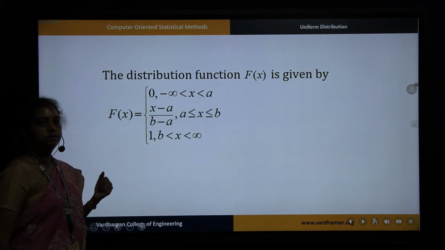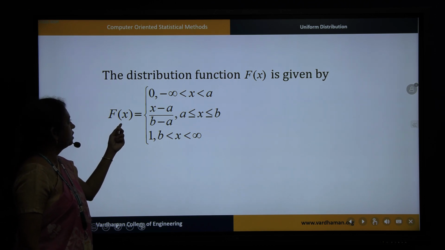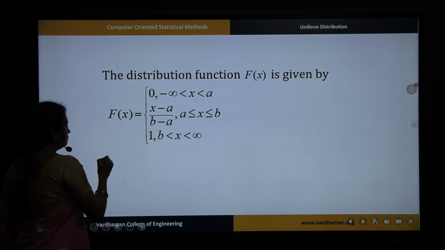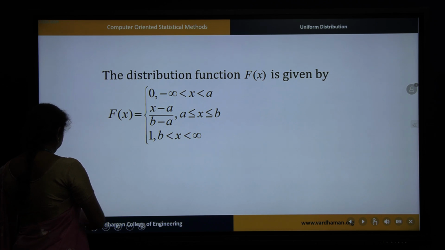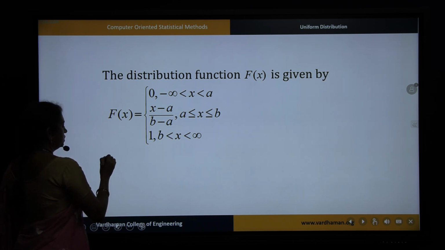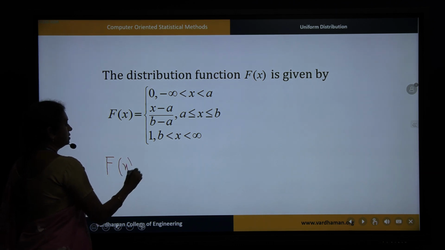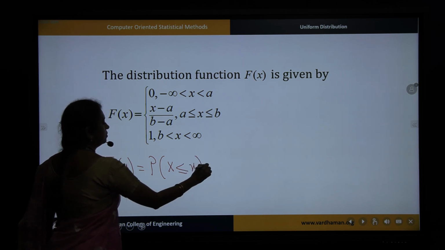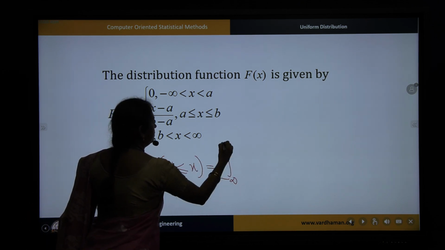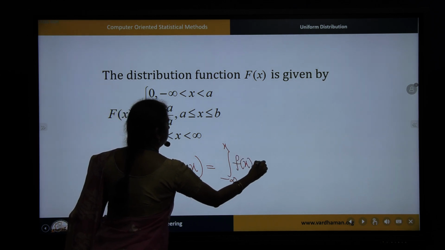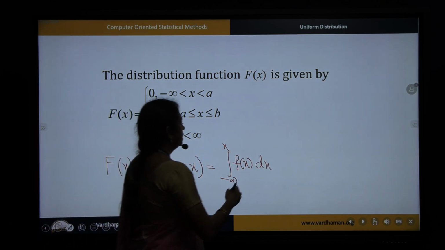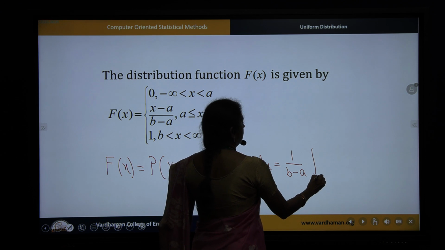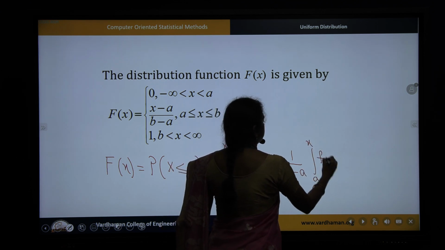Now we'll see what is the cumulative distribution of uniform distribution. The cumulative distribution F of x is given by this. Then how did we get this one? As discussed in the previous videos, the cumulative distribution F of x is defined as the probability of X less than or equal to x, that means the integral from minus infinity to x of f of x dx. Now here we will take f of x as 1 by b minus a between limits a to b, so the integral from a to x of f of x dx.